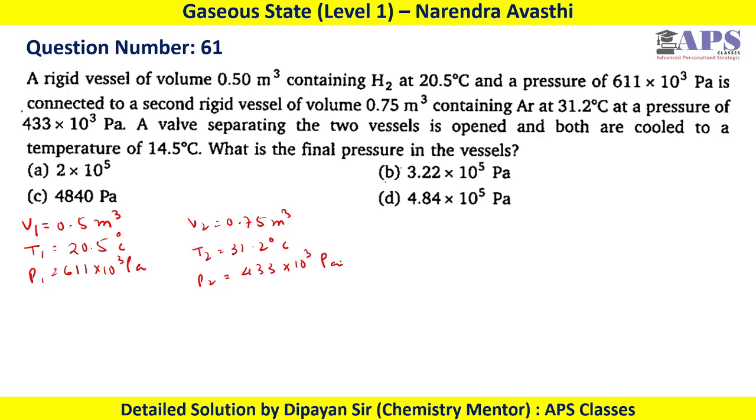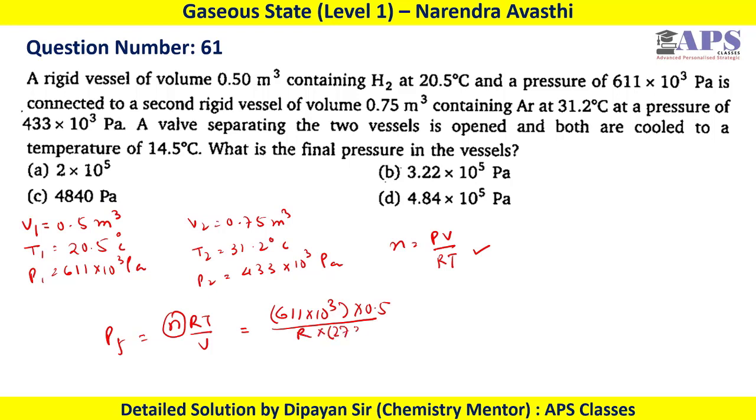3 Pascal. Okay. So now, as we know that number of moles equals PV by RT, we can calculate the number of moles for each of states 1 and 2, but the final pressure will be total number of moles times RT divided by total volume. So the individual number of moles we can calculate from this formula: pressure into 10 to the power 3 into volume V divided by R into temperature 273 plus 20.5 degrees centigrade.